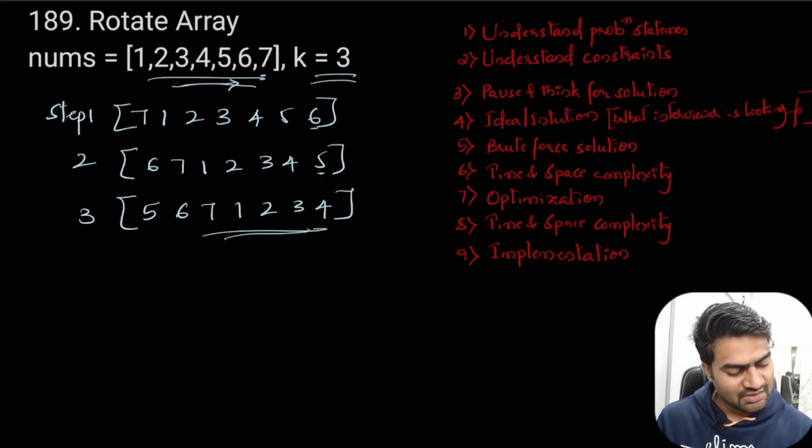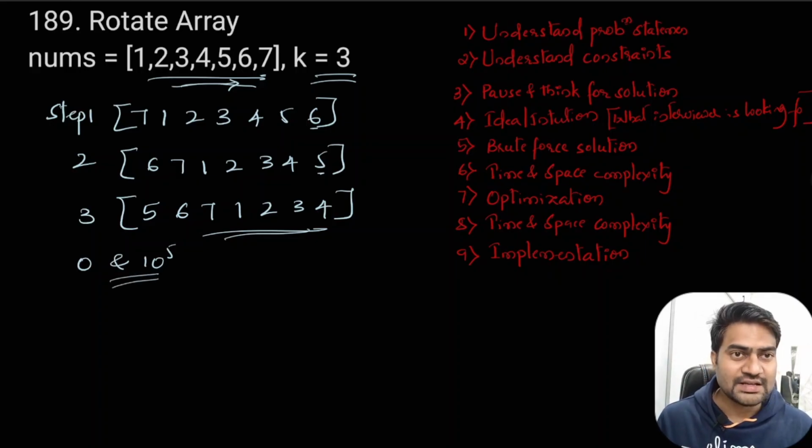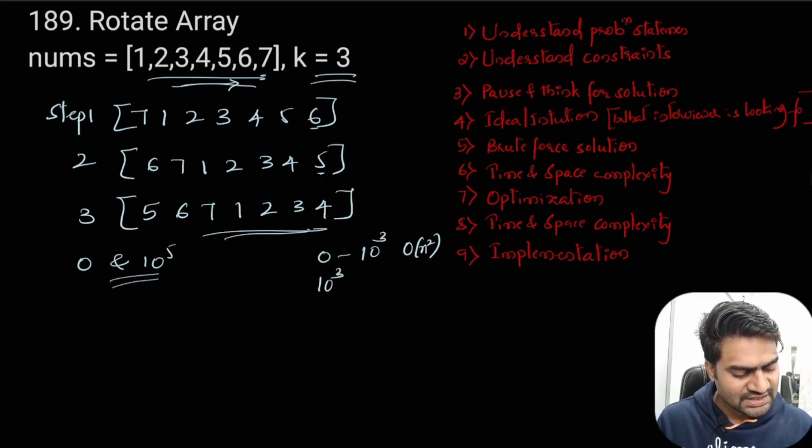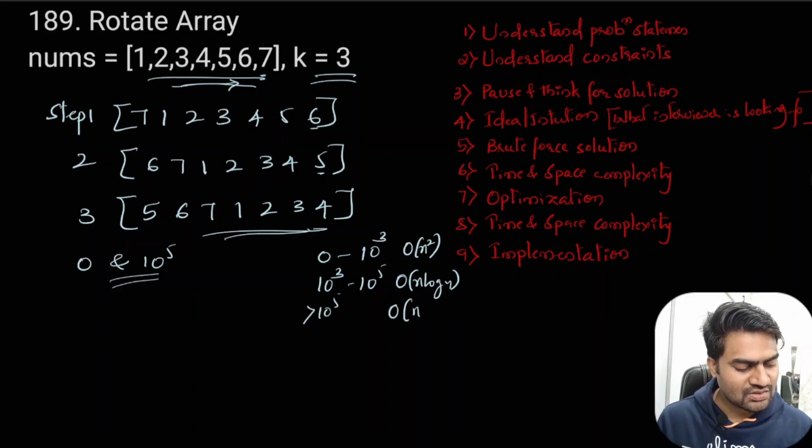With that, they have also mentioned the constraints. The length of the array lies between 0 and 10 raised to 5. What does this mean? I have already mentioned in one of the earlier videos: if the length lies between 1 and 10 raised to 3, then even if we solve a problem in O of n square, it will accept the solution. If it is between 10 raised to 3 and 10 raised to 5, then it will accept an n log n solution. But if it is greater than 10 raised to 5, then we need an order of n solution. Otherwise, it will give us TLE.